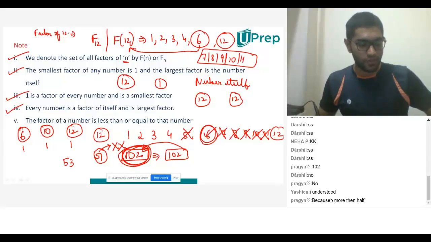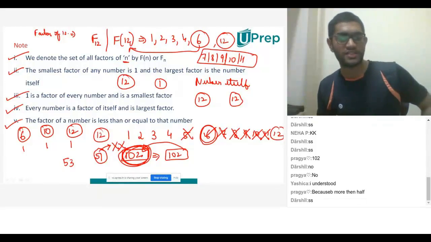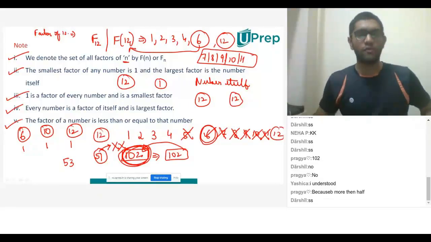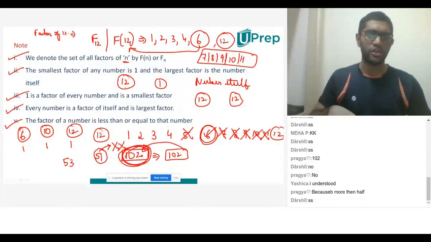And the last point says what I just repeated. The factor of a number is less than or equal to the number. And obviously, factors of 12 are numbers that are less than or equal to 12: 1, 2, 3, 4, 6, 12. All of them are less than or equal to 12.